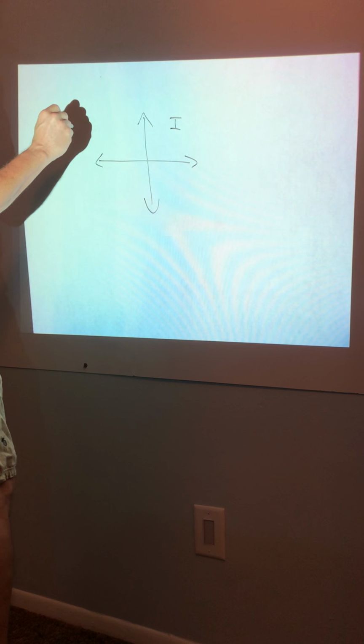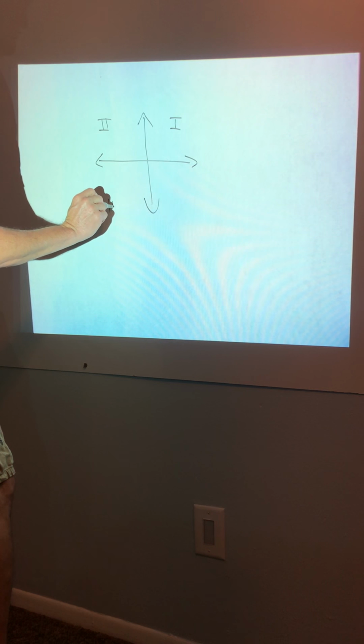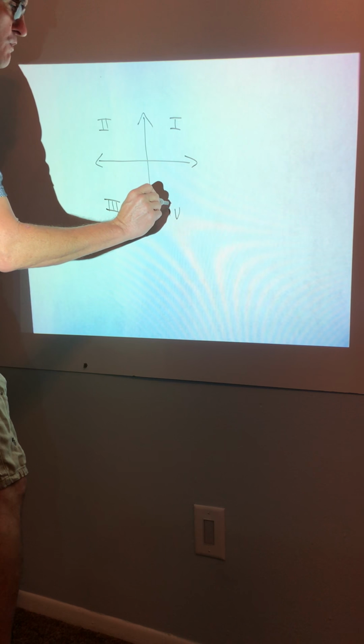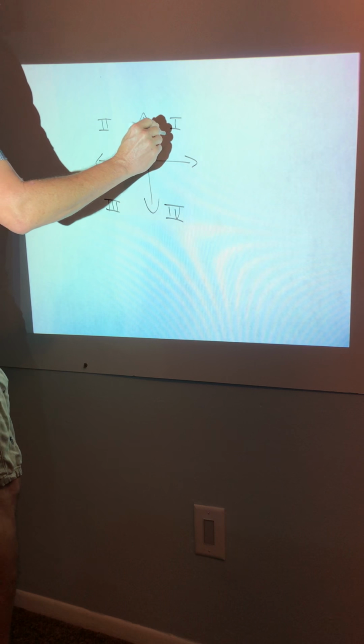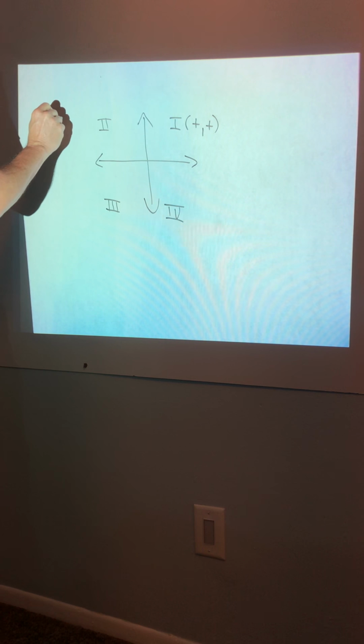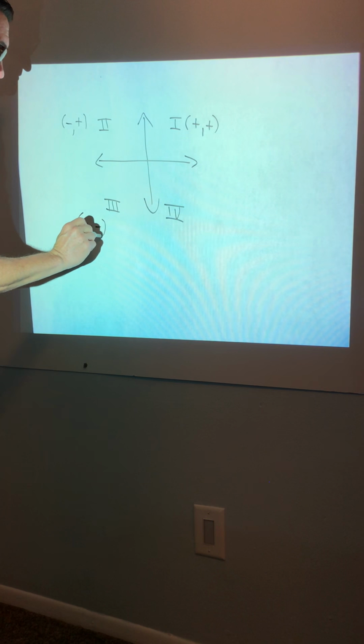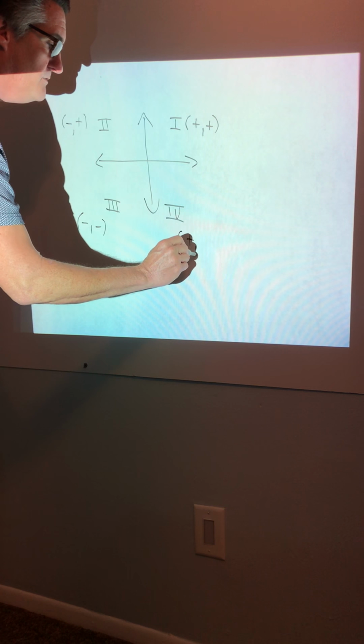Your job for this unit circle: I'm going to draw you the y-axis and the x-axis. Quadrant 1, go counterclockwise: Roman numeral 1, Roman numeral 2, Roman numeral 3, Roman numeral 4. Put your signs in here. Quadrant 1 is going to be positive, positive. All your values here are positive, positive. Over here in quadrant 2, they're going to be negative, positive. Quadrant 3, they're going to be negative, comma, negative. Quadrant 4, they're going to be positive, negative.